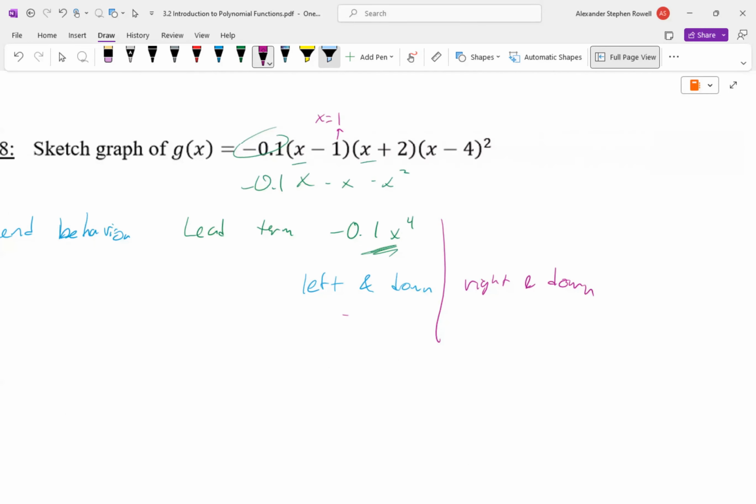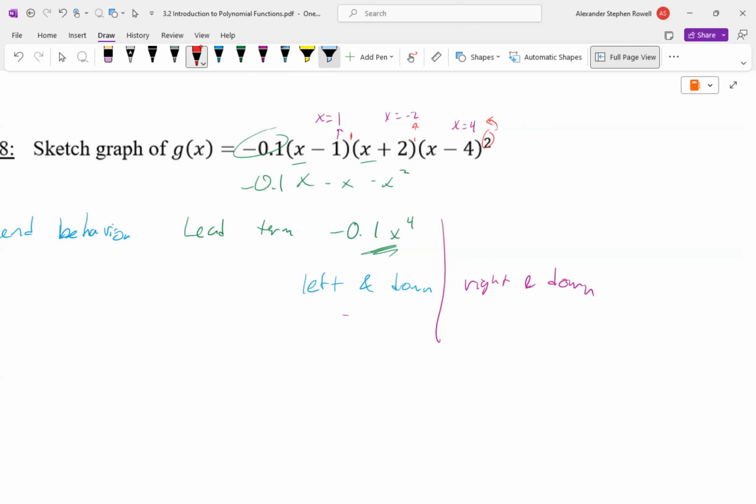Going down here to example 8, what are the zeros? x equals 1 has multiplicity what? Yes, because the exponent here is a 1, so that's multiplicity 1. The next one, x equals -2, has multiplicity 1 because of its exponent. And the last one, x equals 4, has multiplicity 2 because of this exponent.